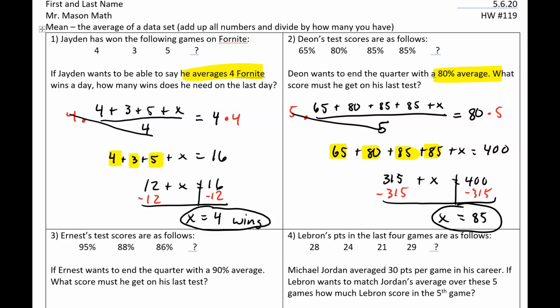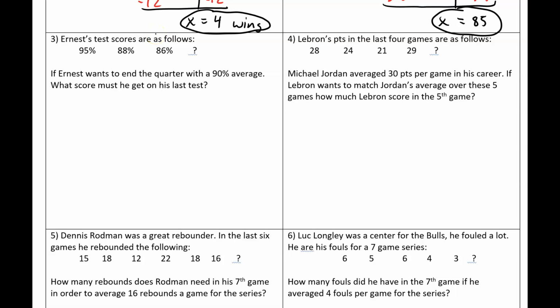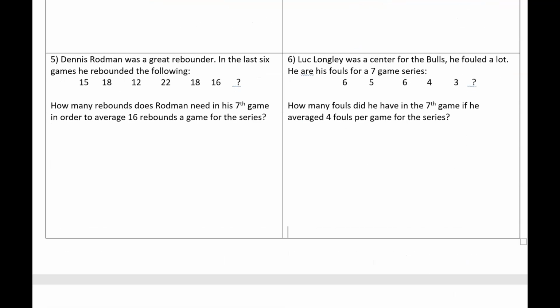All right? So you are going to be responsible for problem 3. Which is exactly like problem number 2, except this time there's only 4 tests involved. Then I want you to do problem number 4. Your desired average there is 30, and you have 1, 2, 3, 4, 5 games. And you need to figure out that 5th game. Then I want you to do problem number 5. That has 7 data points in it, right? You know 6 of the data points. Your desired average there is 16. So these are the things that you're setting your equations to.